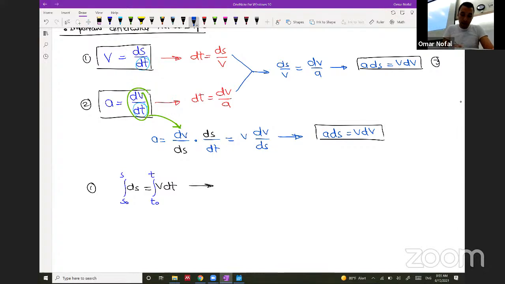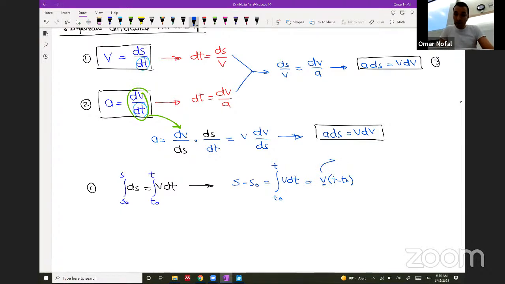So if you integrate ds, it will give you s, and if you put the upper and lower limit of the integration, it will give you s minus s node will be equal to the integration from t node to t of v dt. So I didn't integrate v with respect to t because I might put vt, but the velocity might be a function of t, so it is not constant. If the velocity is constant, I can say that this will be equal to v times t minus t node. This is just a special case if the v is constant.